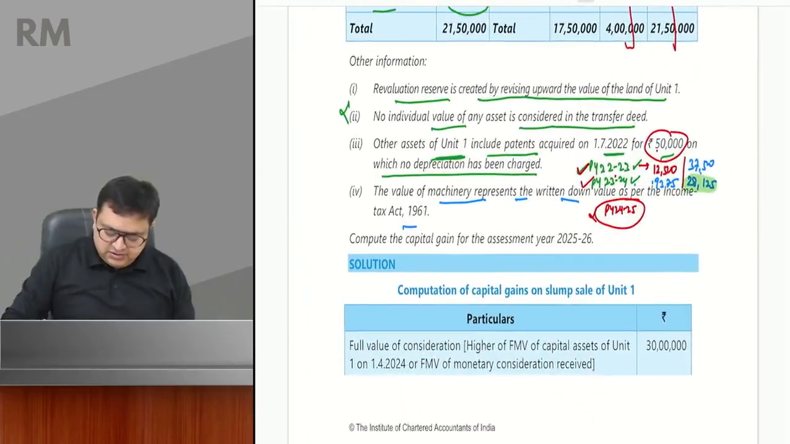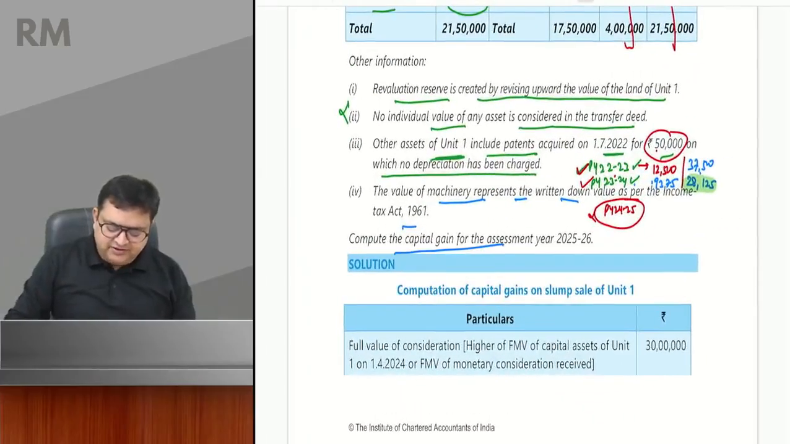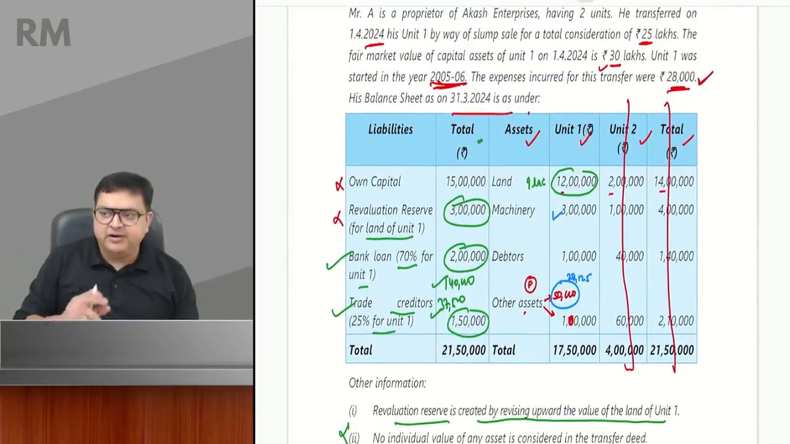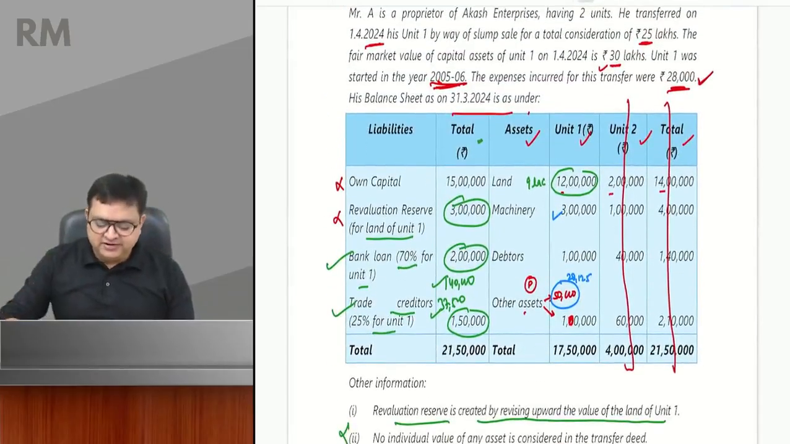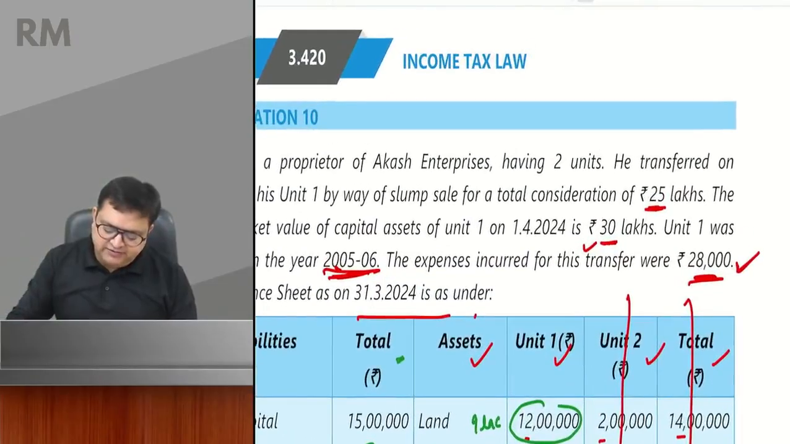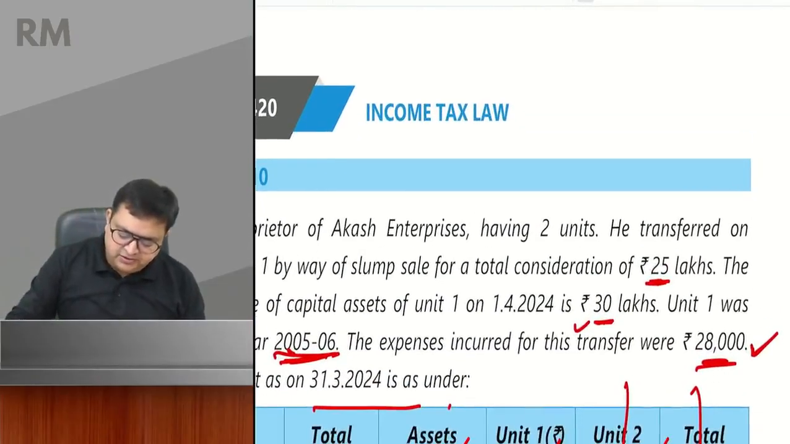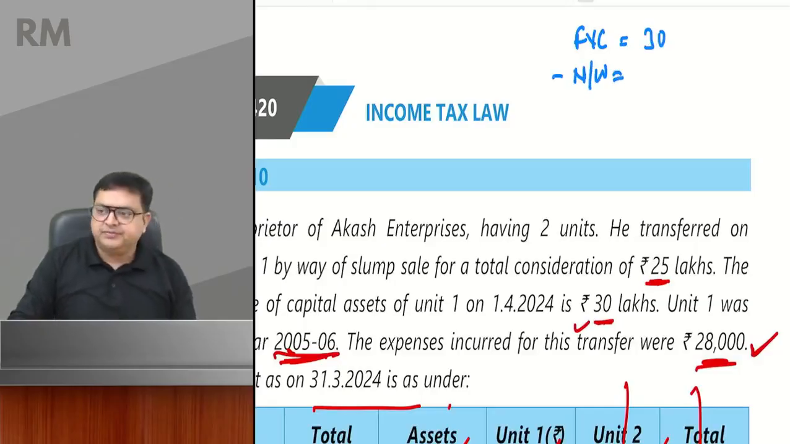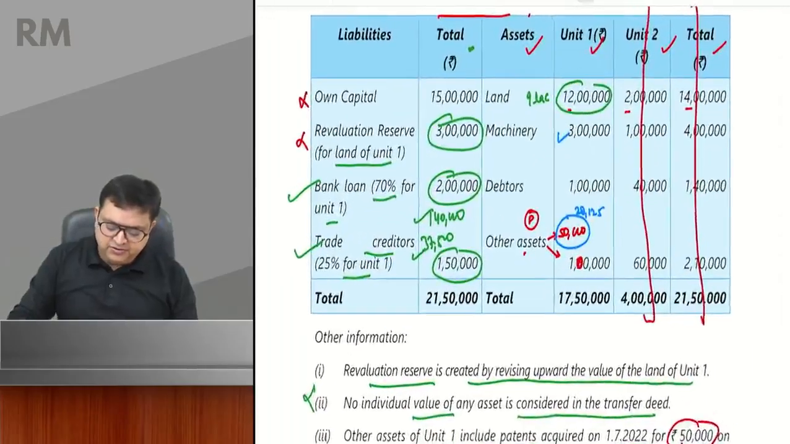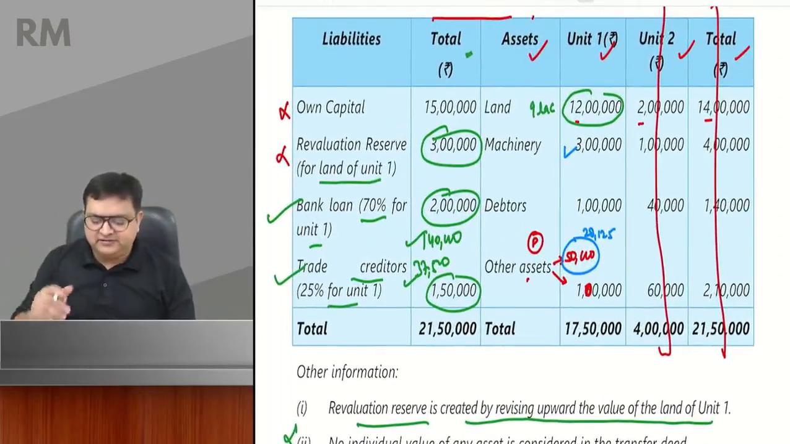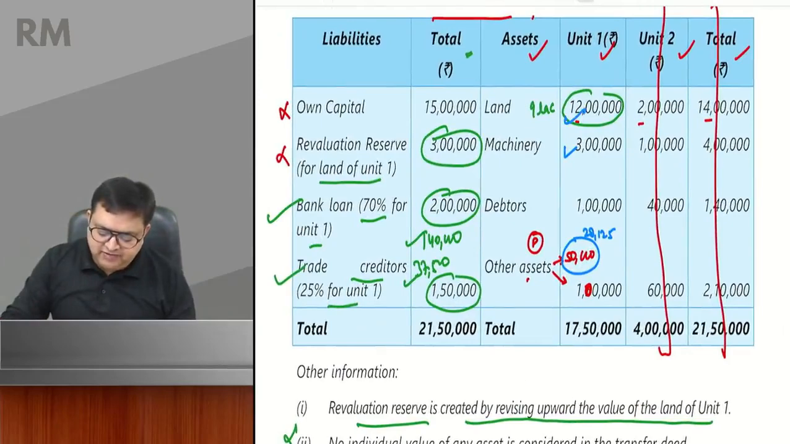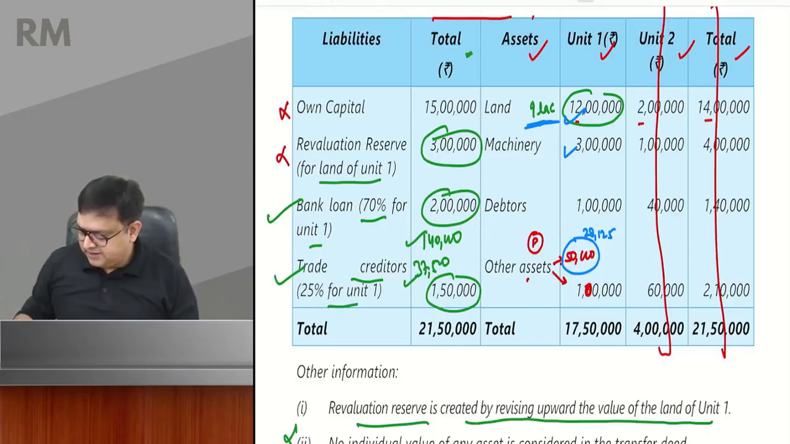Now, compute the capital gain for the assessment year. We will do the slump sale. Full value of consideration, how much you will say? 25 or 30? 30. So full value of consideration would be 30 lakh. Minus cost of acquisition, which is net worth. How much is the net worth now? Just see unit 1, total assets. So I should take 12 lakh or 9 lakh? 9. 9 lakh plus 3 lakh.